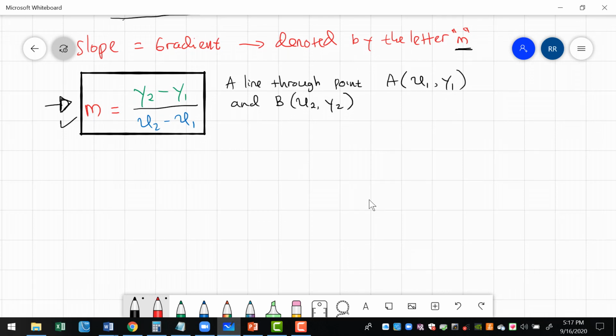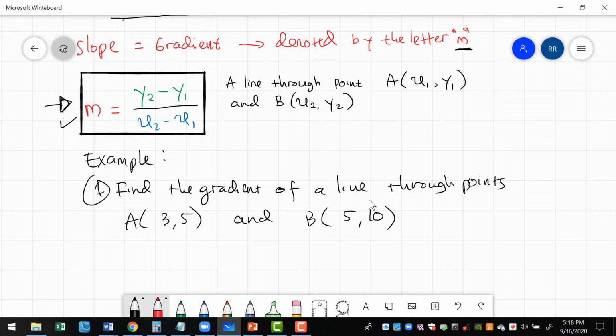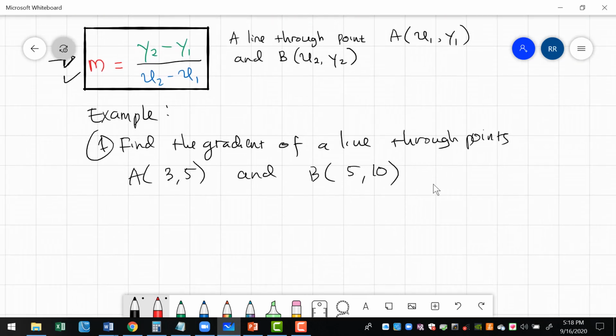Example number 1: find the gradient of a line through point A, let's say (3, 5), and point B, let's say (5, 10). The first thing that we need to do is to name all of these numbers x1, y1, x2, and y2. It doesn't really matter which one is x1 and y1. You can choose A as x1 and y1 or as x2 and y2. But just remember that if this is x1, then this is y1. Don't make this x1 and this y2. Don't do this, okay? Let me erase that.